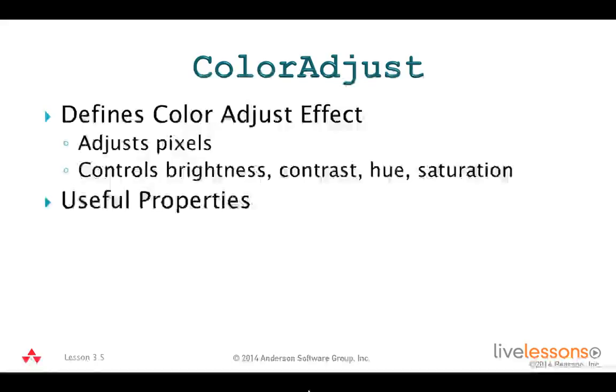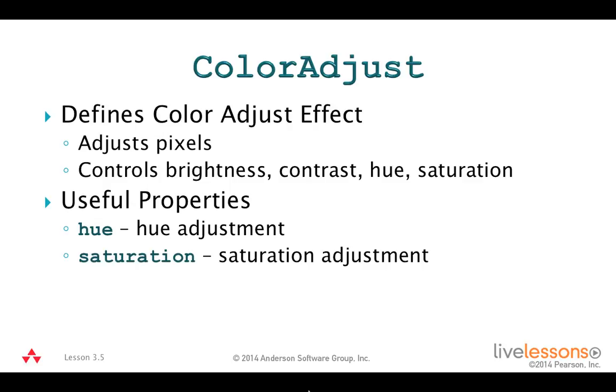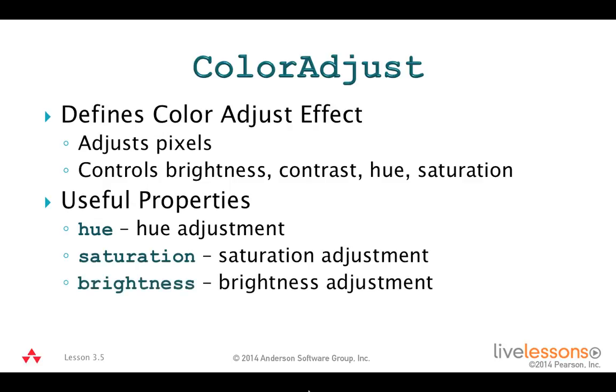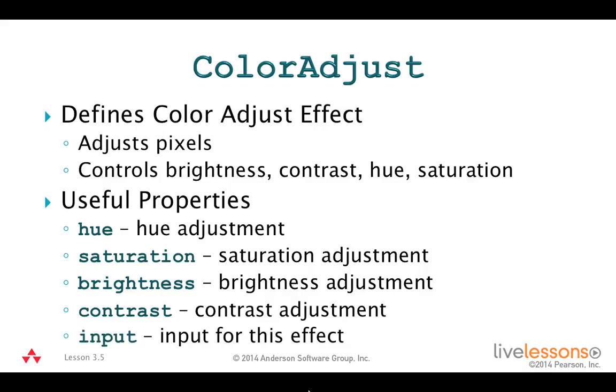Here are the properties. Hue is the amount to adjust the hue of each pixel. Saturation is the amount to adjust the saturation of each pixel. Brightness is the amount to adjust the brightness of each pixel. And contrast is the amount to adjust the contrast of each pixel. Now the range of all four of these properties is -1 to 1, and a value of 0 leaves the property unchanged. And last, the input property, which is used for chaining effects.